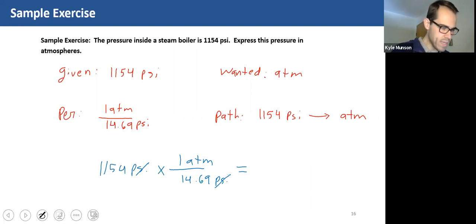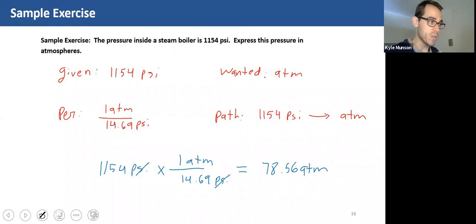And what I get is 78.56 atmospheres. Let me just check that in my calculator real quick. 1,154 divided by 14.69, yep, that's what I get. So that's just an example of using dimensional analysis to convert between these pressure units, and that's something we're going to do quite a bit moving forward.